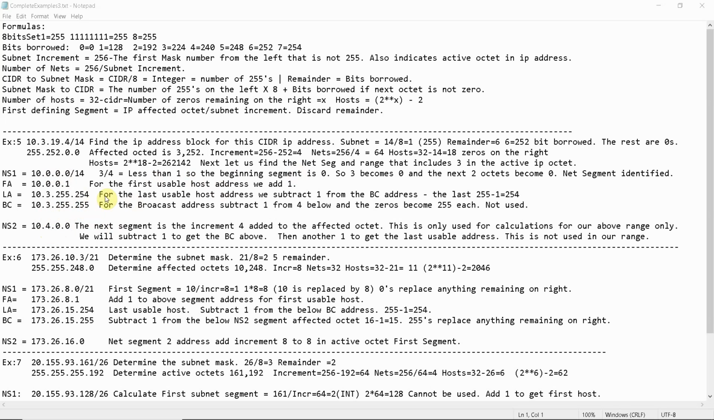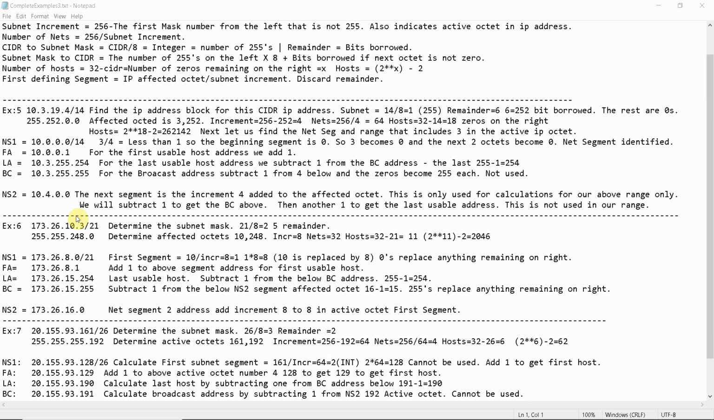For the first usable host address, we add 1. I forgot to say that. That's always something you could do before anything. You got your segment here, just add 1 to it. So we're done with that one.